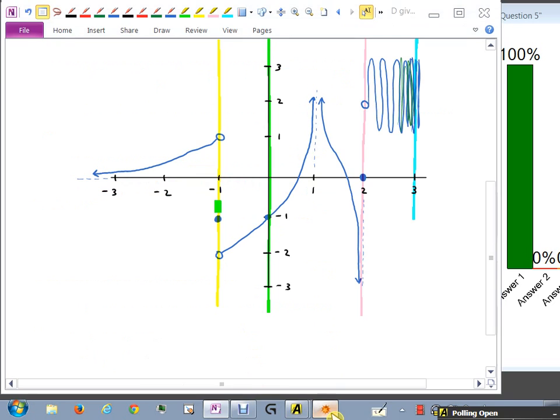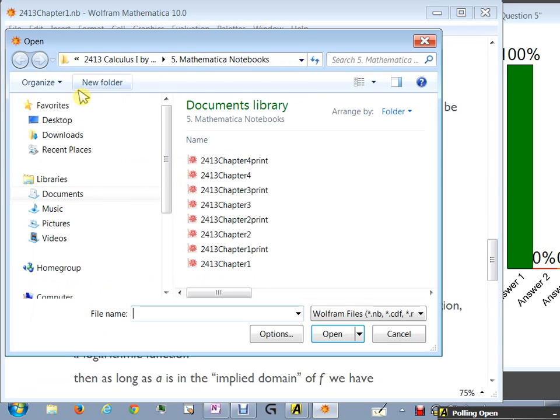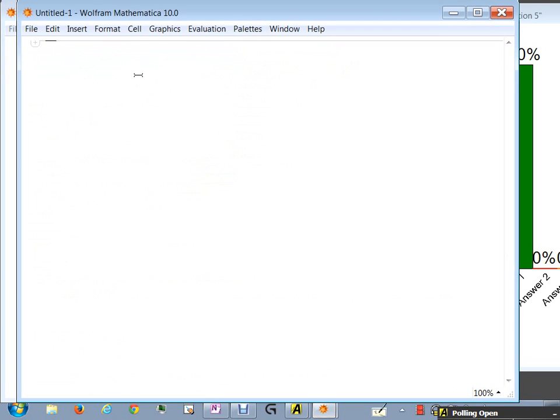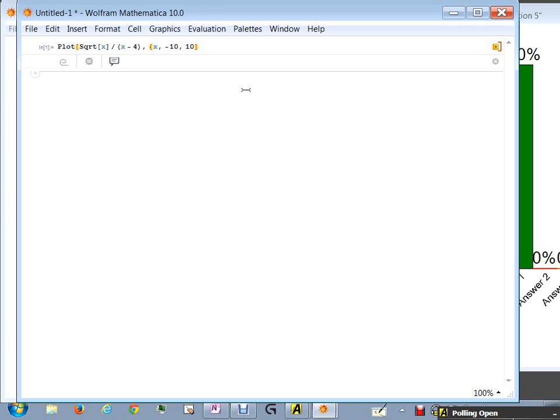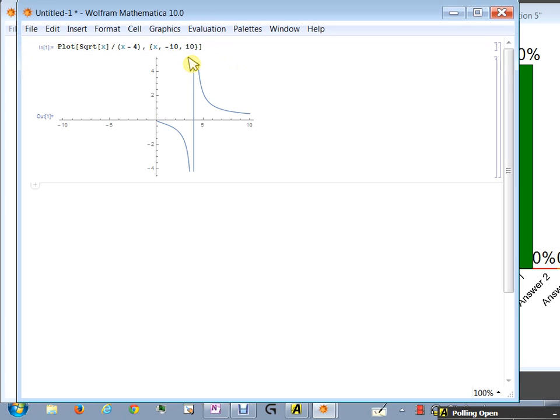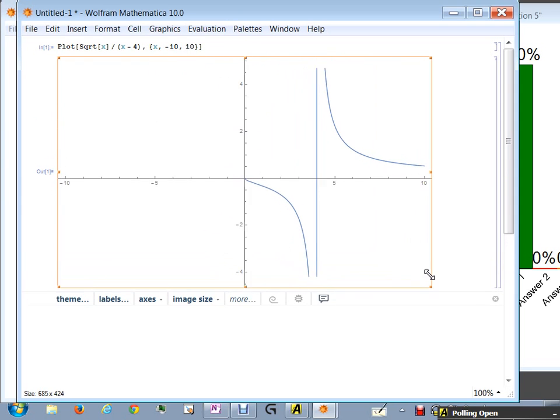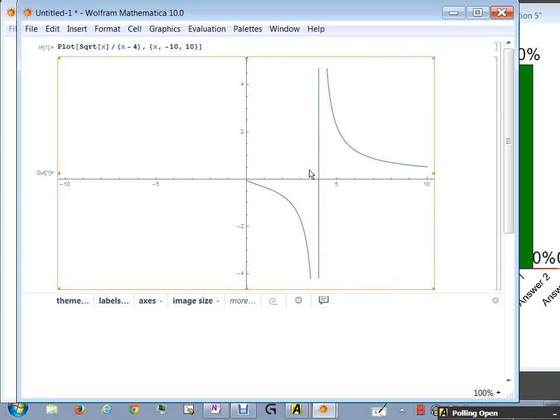Or is it not even approaching anything? What was that? Square root of x over x minus 4? We're just going to take a look at this real quick. Oh, I forgot my bracket. Okay, there is the graph of that function.